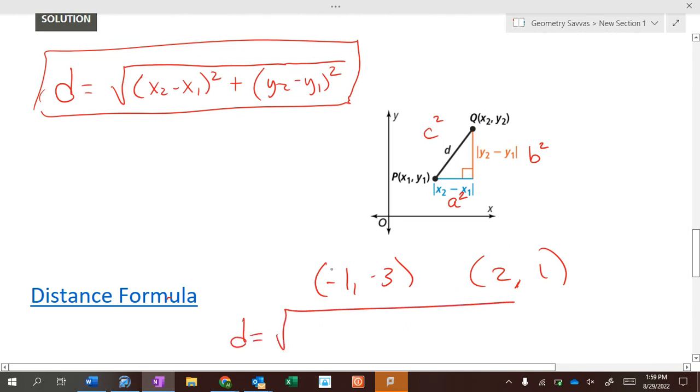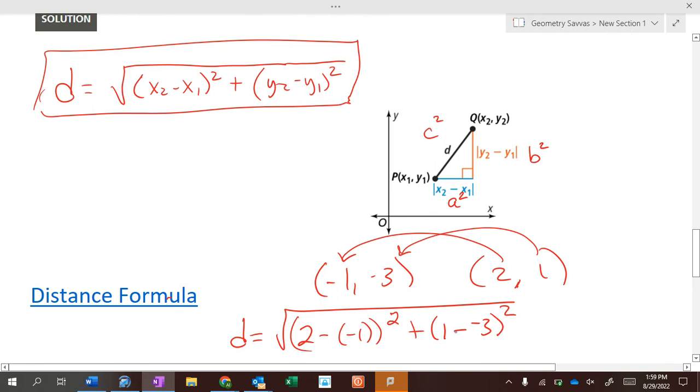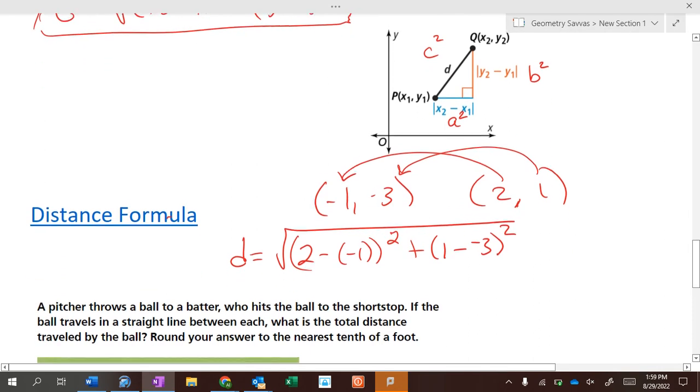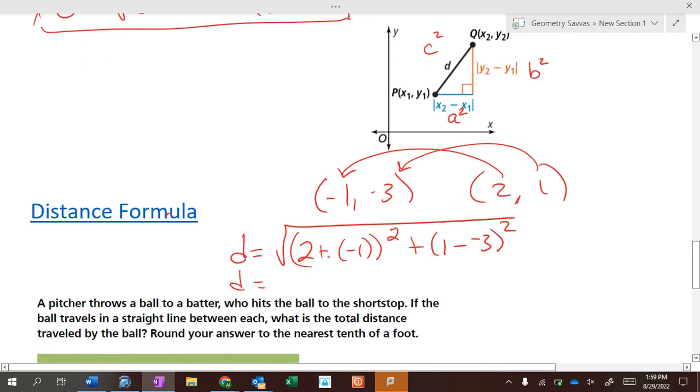I have to take the 2 x values and subtract them. Now I like to go this direction. 2 minus -1. And then whatever that answer is, I'm going to square it. And then I'm going to take y2 minus y1, which is 1 minus -3. I'm going to square that. So, minus a negative is plus a positive. So it's the square root of 3 squared plus 1 plus 3, which is 4 squared. What's 3 squared?